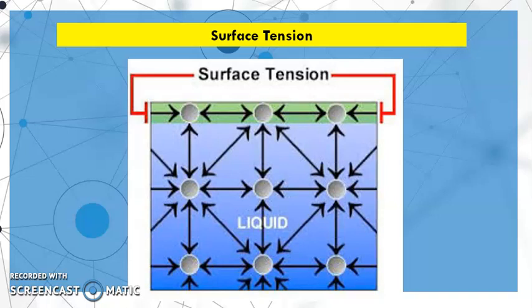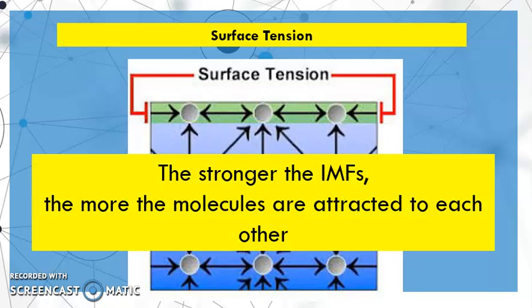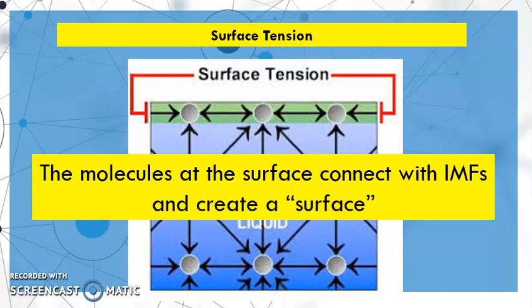Notice that each one of those molecules is attracted to each other, creating essentially a net at the top of the liquid. We call this net, or net-like force, surface tension. Now, importantly to remember again, the stronger the intermolecular forces, the more those molecules are going to be attracted to each other. And because these molecules are connected then at the surface like a net, it creates literally a surface that you can see, that you can actually touch and feel and play with.